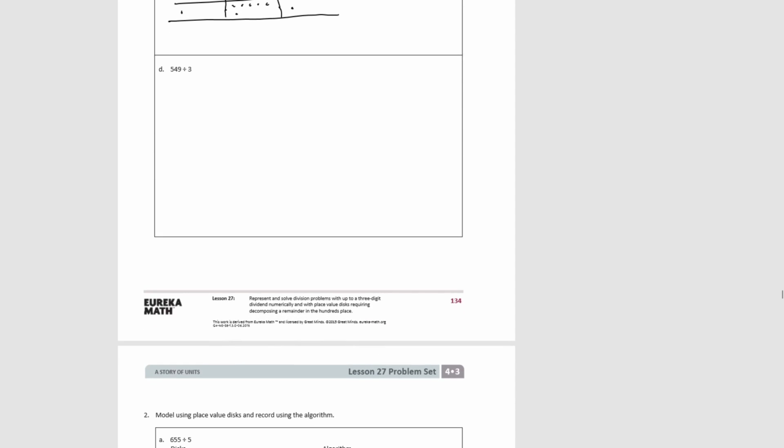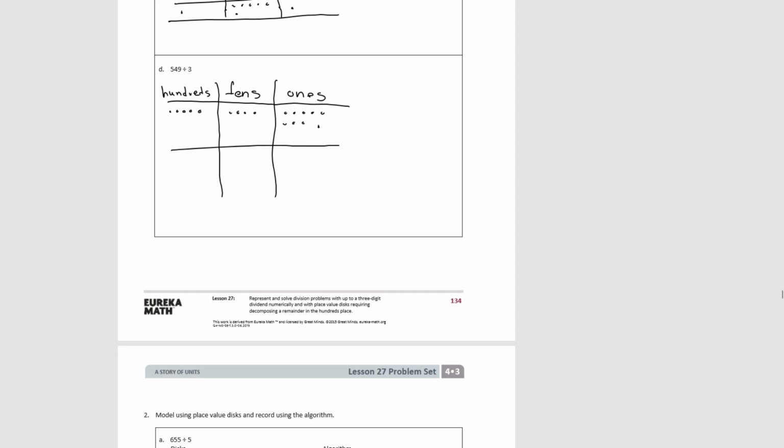Stop the video and try D. Okay, place value chart. Show my dividend as 5 hundreds, 4 tens, 9 ones. I'm making 3 equal size groups.